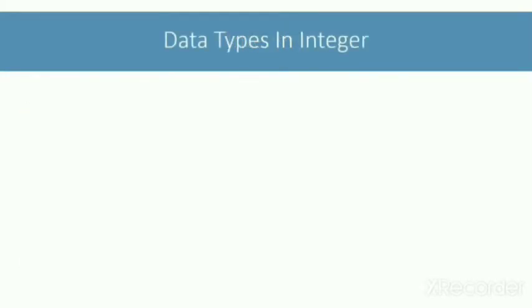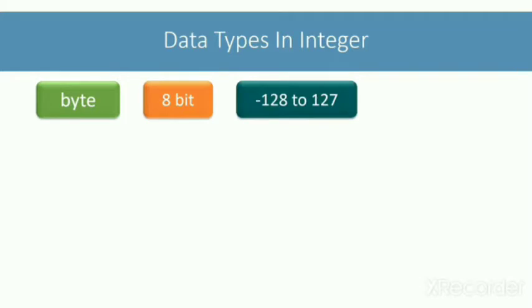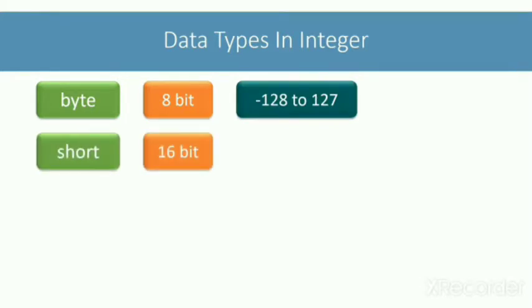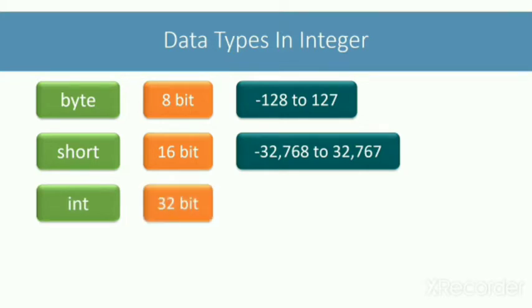The smallest integer type is byte. It has a size of 8 bits and can store whole numbers in this range. Next is short. It has a size of 16 bits and can store whole numbers in this range. Int is the most commonly used integer type in Java. It has a size of 32 bits and can store whole numbers in this range.